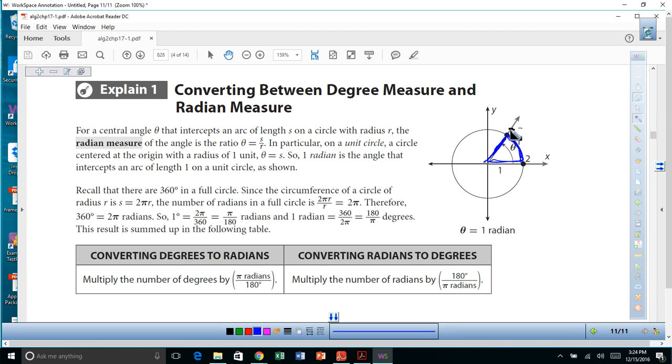All right. Recall that there are 360 degrees in a full circle. Since the circumference of a circle of radius r is S equals 2 pi r, the number of radians in a full circle is 2 pi r divided by r, which equals 2 pi. Therefore, 360 degrees equals 2 pi radians.